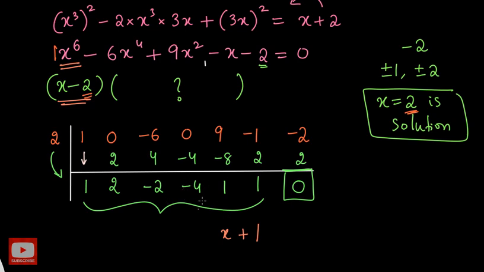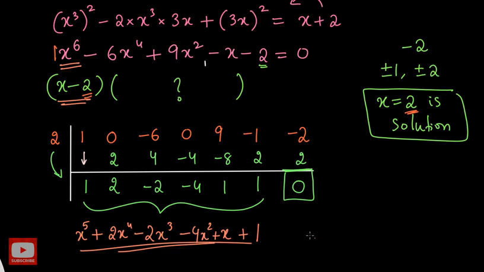And here minus 4 is the coefficient of the x square term, so we write minus 4x square. So we have to write a plus here also. And then minus 2 is the coefficient of the x cube term, minus 2x cube, and 2 is the coefficient of the x power 4 term, and 1 is the coefficient of x power 5. So this now is the second factor of the polynomial.